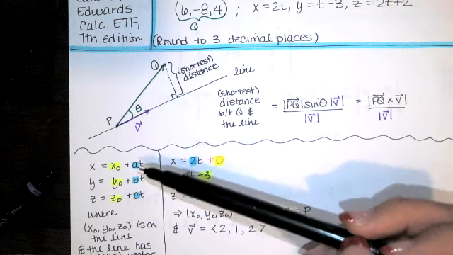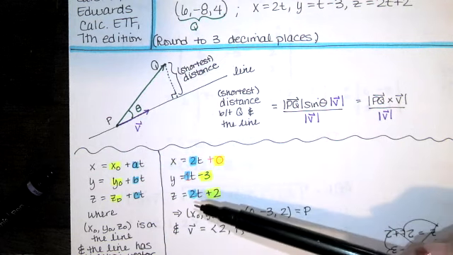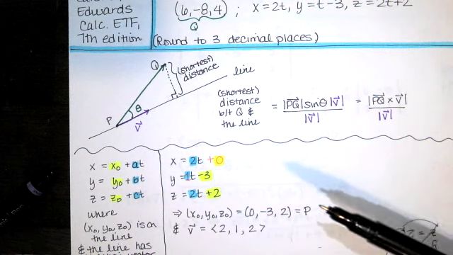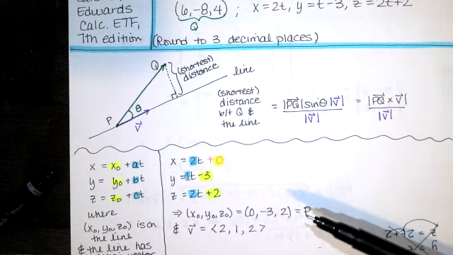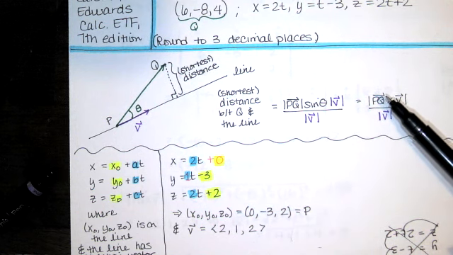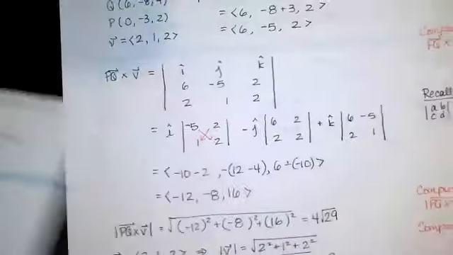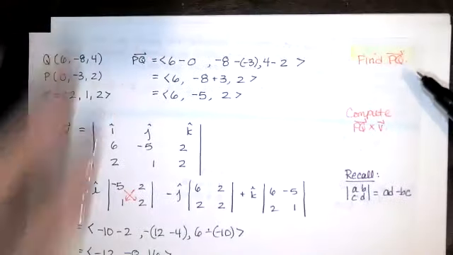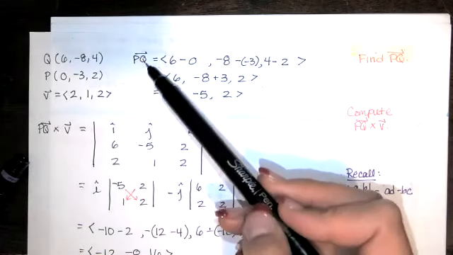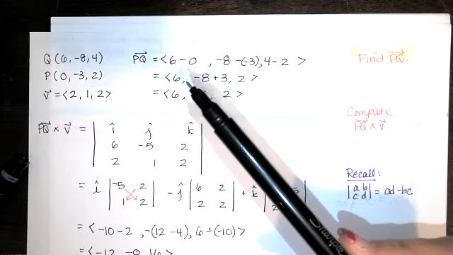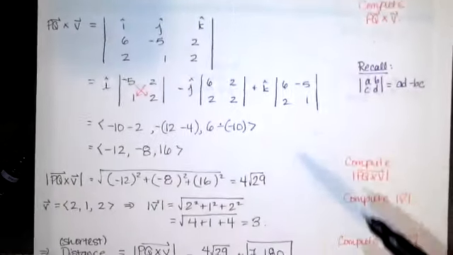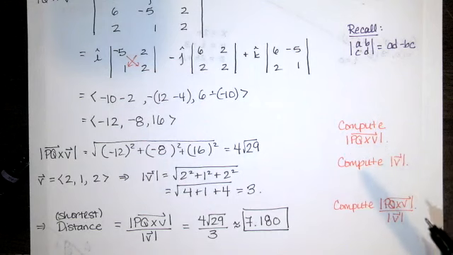So V has components a, b, and c. So we just identify a, b, and c. We identify x naught, y naught, and z naught. That gets us P and V. Okay, so now we've got a point on the line and we've got the direction vector for the line. Now we compute the vector PQ, we did here. Take the coordinates of the terminal point and subtract the coordinates of the initial point. Then we want to compute the cross product. And then we want to find the magnitude of that cross product.